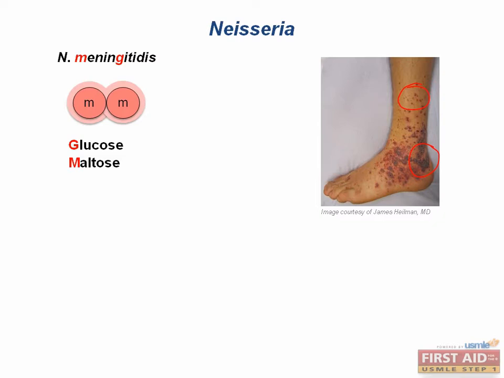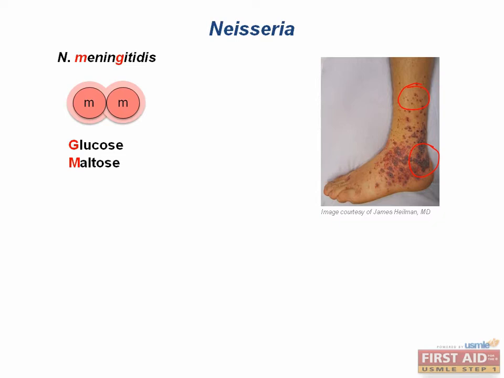Waterhouse-Friderichsen syndrome. Oh boy, Waterhouse-Friderichsen syndrome is bad news. This is a board question, guys. This is a board question. And who's going to nail this one? You are. Fulminant meningococcemia can result in septic shock, as well as bilateral hemorrhagic adrenal glands, which is a result of infarction of the adrenals caused by the DIC.